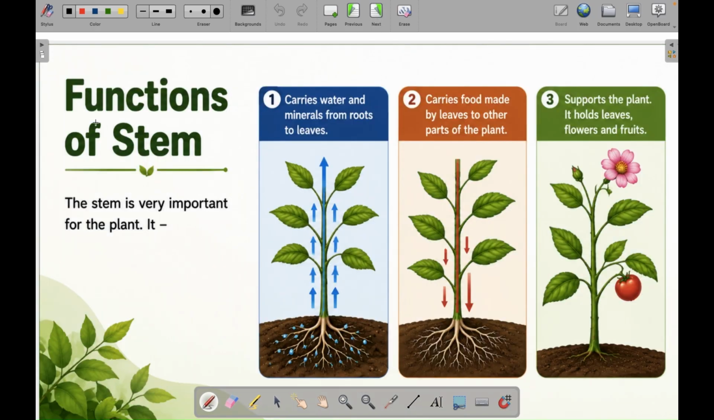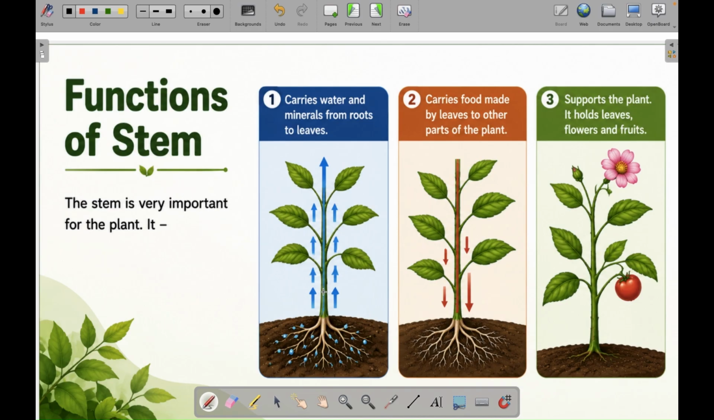Okay. Let us see some of the functions of the stem. The first function of a stem is that it carries water and minerals from the roots to the leaves. Now see, roots absorb water and minerals from the soil, right? Leaves need water and minerals so that they can prepare food using photosynthesis, right? So how can this water be transported to these leaves? It is by the stem.